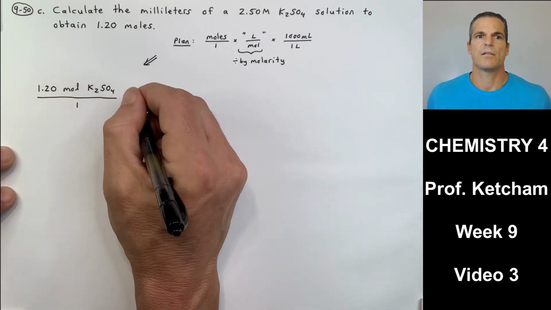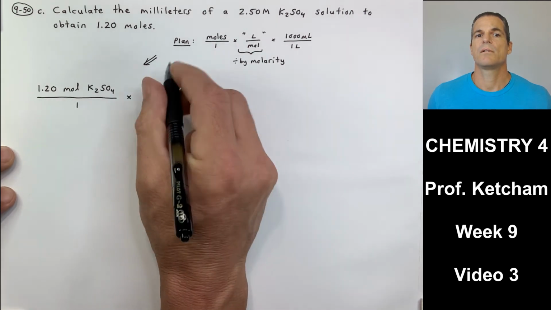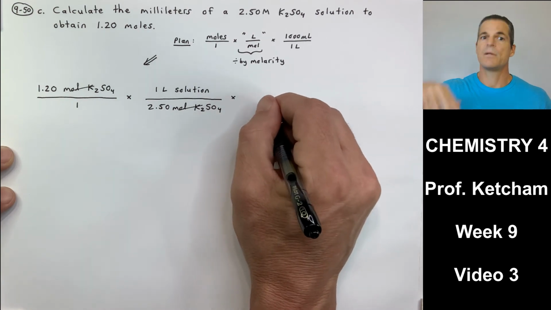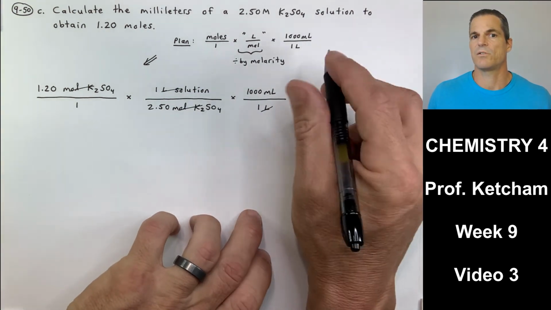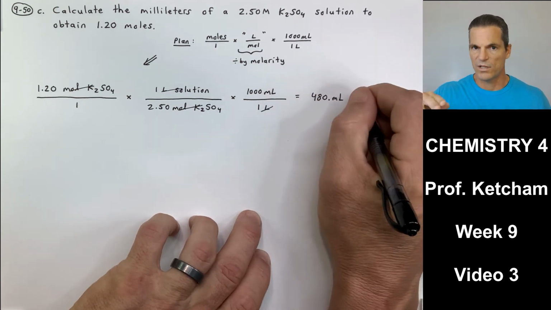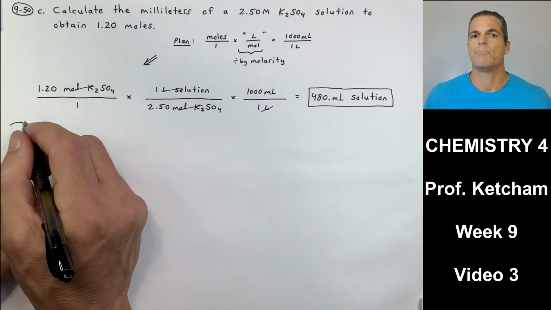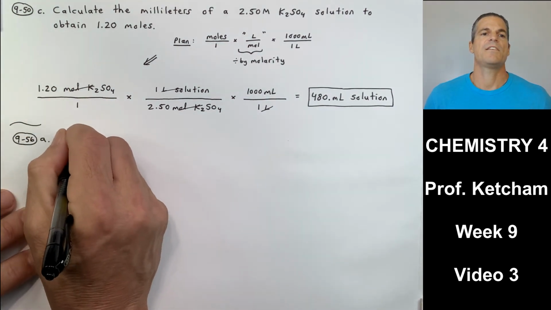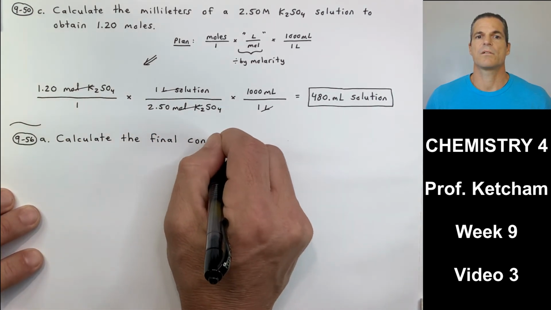Follow the units. So 1.20 moles of K2SO4 times 2.50 moles of K2SO4 on the bottom, 1 liter on top of solution. That puts me in liters of solution. The next step is for every 1 liter, there's 1,000 milliliters. Now I'm in 480 milliliters of solution. Okay? All right. 56A wants us to calculate the final concentration.